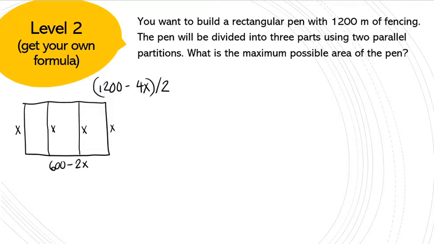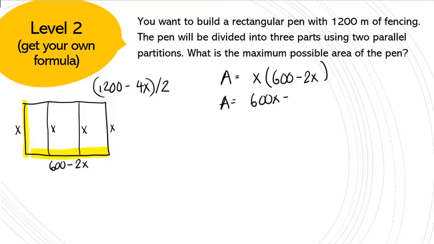So suddenly, just looking at the pen, I can get an equation for the area because I know the area of a rectangle is length times width. And I see that my width is x and my length is 600 minus 2x. I'm going to distribute that x to make my life easier when I find the derivative: 600x minus 2x squared. Okay, so I want to find a max area. I want to find a local maximum for this formula. So I am going to take the derivative of this equation.